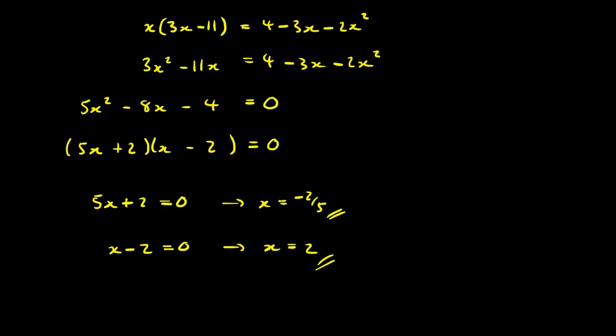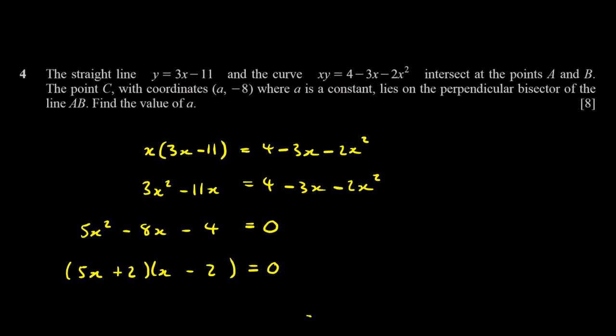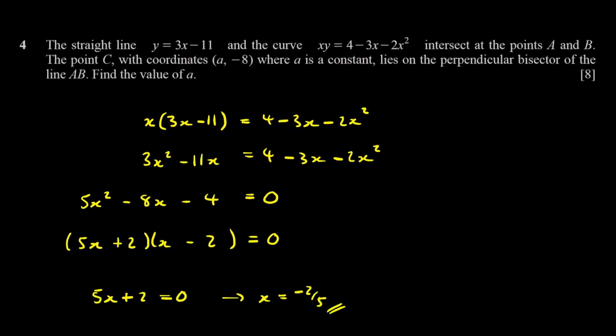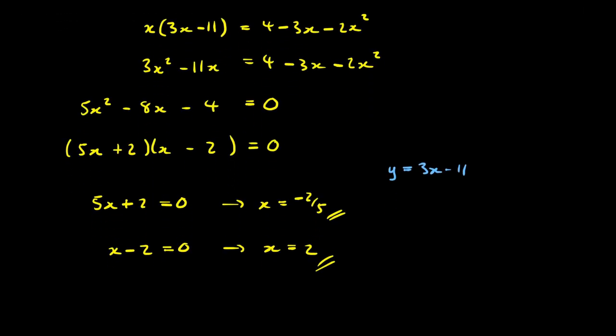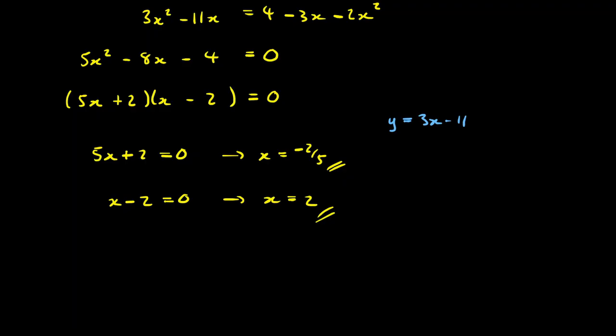Okay, well, if x is equal to minus 2/5 or 2, it's going to be helpful to find the y coordinate. The best way to do that is to use the equation for the straight line, 3x minus 11. So let's just write that down here. So y is equal to 3x minus 11. If we substitute negative 2/5 into that, then we're going to get y is equal to minus 6/5 minus 11. So that's minus 6/5 minus 55/5, which is minus 61/5. Or alternatively, we're going to get y is equal to 2 times 3, which is 6, minus 11. And 6 minus 11 is minus 5.